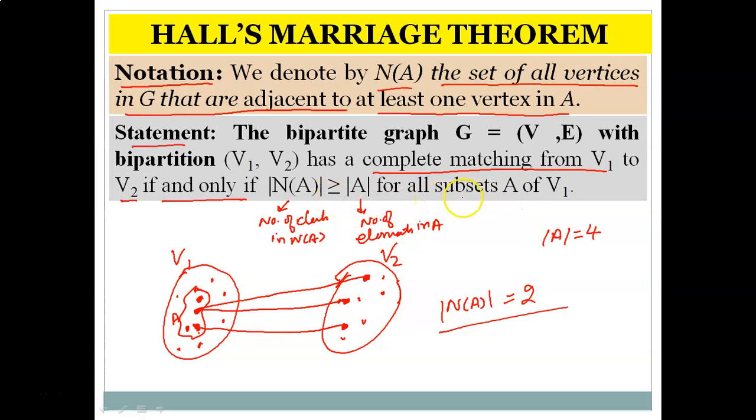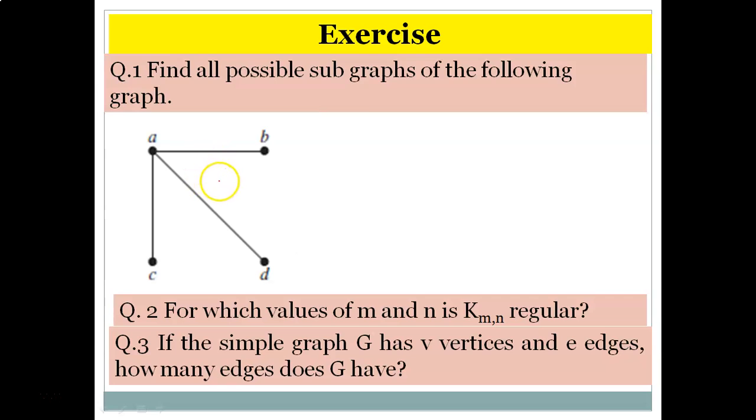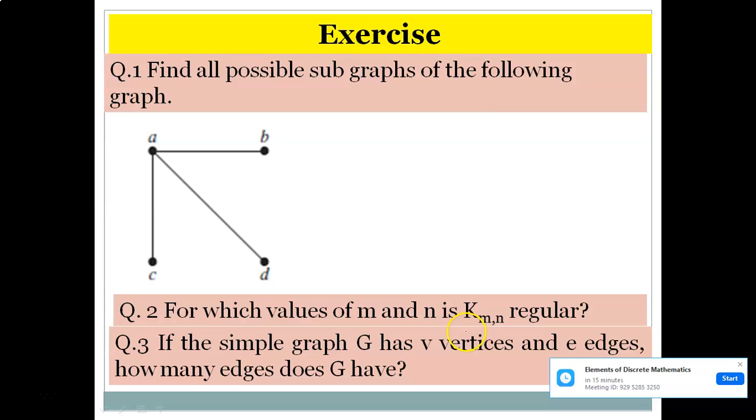So this is the situation. Now there is one exercise. Find all possible subgraphs of the following graph. Second, for which values of m and n does K_mn become a regular graph?